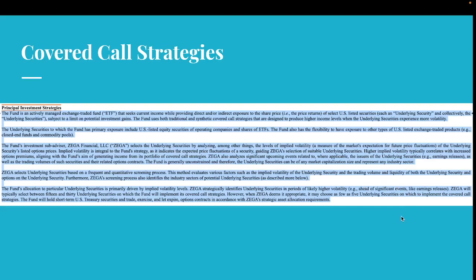So basically, they're highly implying it's going to be earnings trades, and they're highly implying it's going to be covered calls. They mention covered calls all the time in here. Zega will typically select between 15 and 30 underlying securities on which the fund will implement its covered call strategy. It's going to be covered calls. It's going to be 15 to 30, and I don't think it's only going to be earnings, but I think earnings are going to play a role. Let me know what you guys think about that.